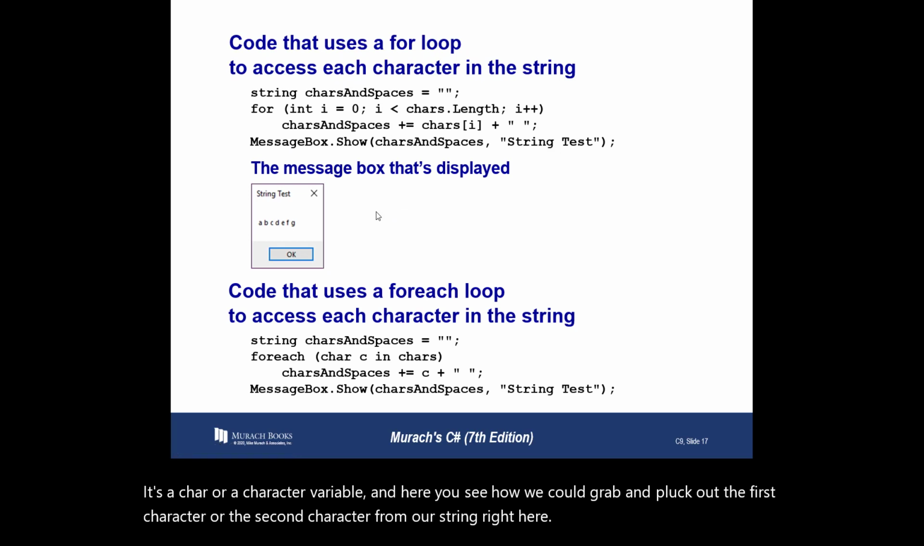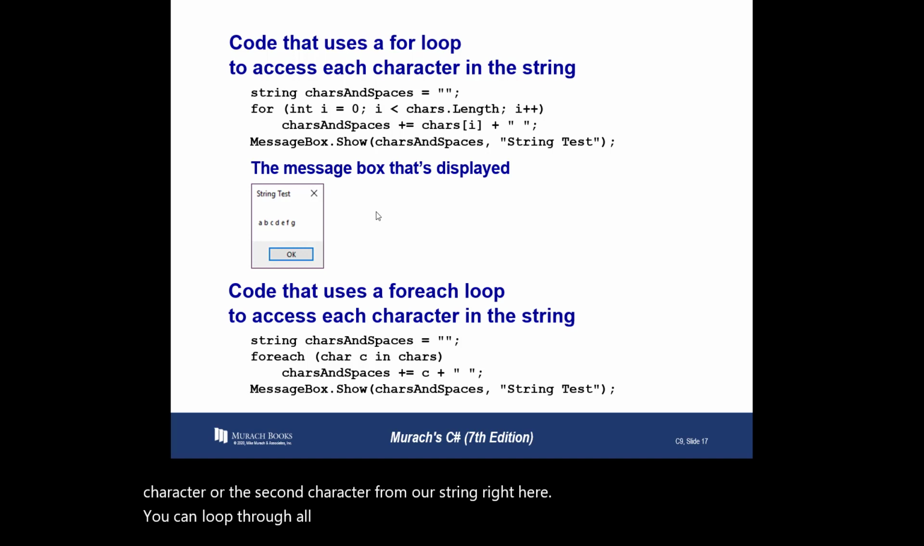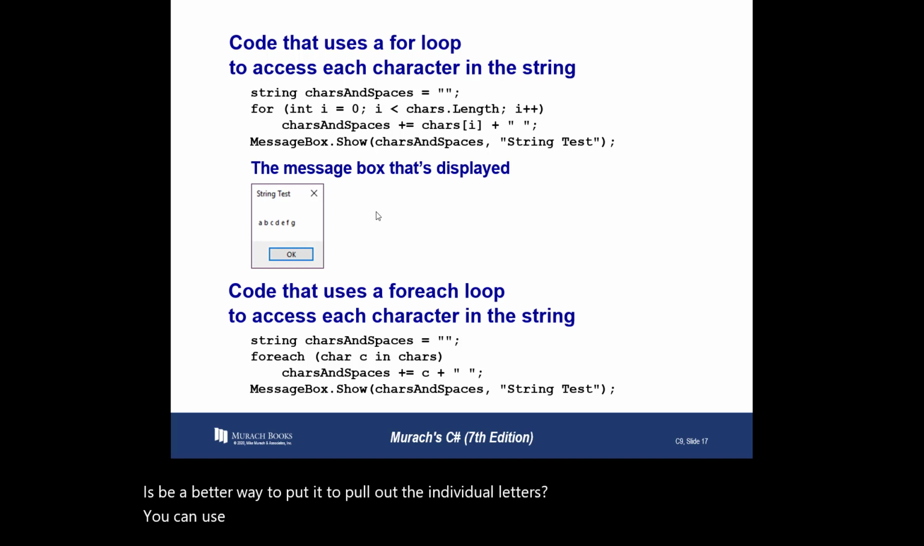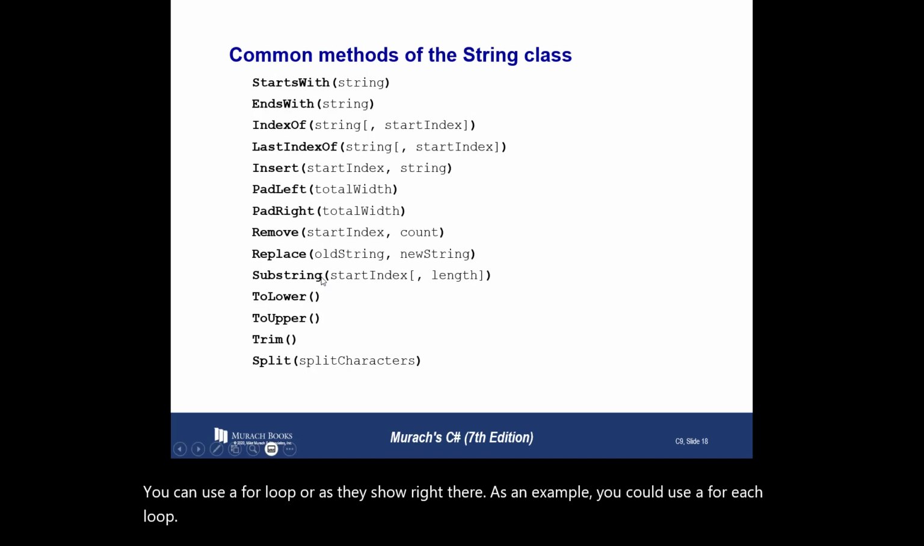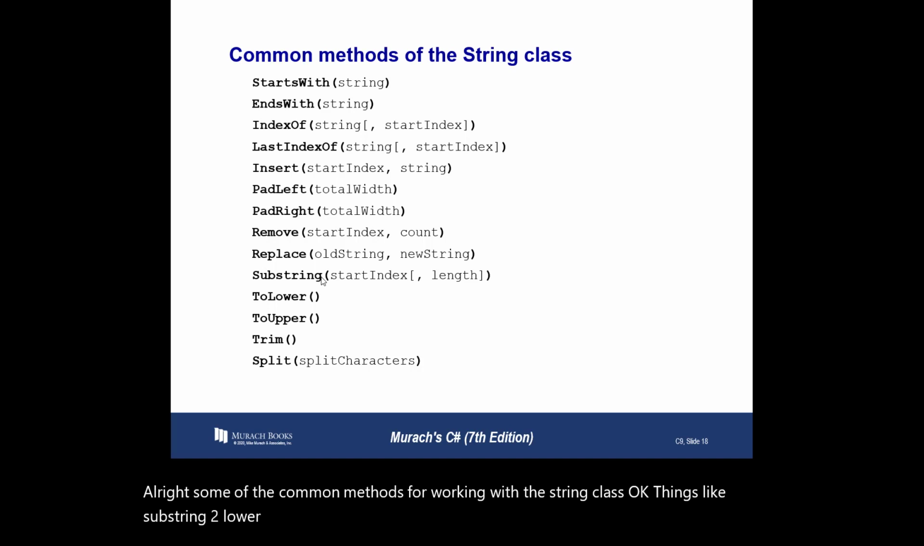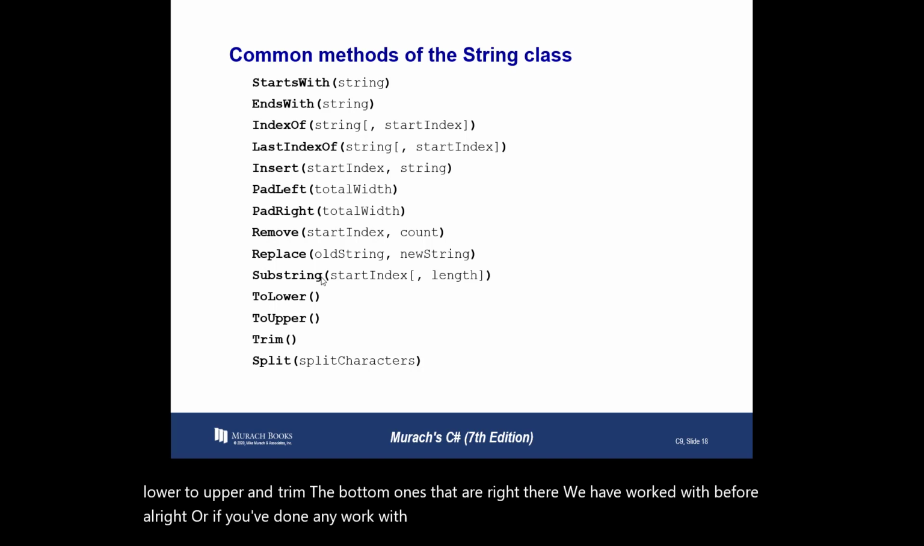You can loop through all the letters in an array or in any kind of string, is a better way to put it, to pull out the individual letters. You can use a for loop, or as they show right there as an example, you could use a for each loop. All right. Some of the common methods for working with a string class, okay, things like substring, to lower, to upper, and trim, the bottom ones that are right there, we have worked with before. All right, or if you've done any work with JavaScript, you've worked with them before.